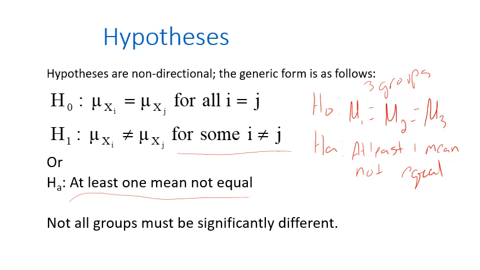Another way to write it here would be at least 1, mean 1 not equal to mean 2 not equal to mean 3. So that would be another way to write it. There's multiple different ways to write it. I just prefer saying at least 1 mean is not equal. That's just the easiest and simplest way to do it, but however you choose to do it, as long as you're getting the point across that the null hypothesis is that all means are equal. The alternate is that at least one of the means is not equal to the others.